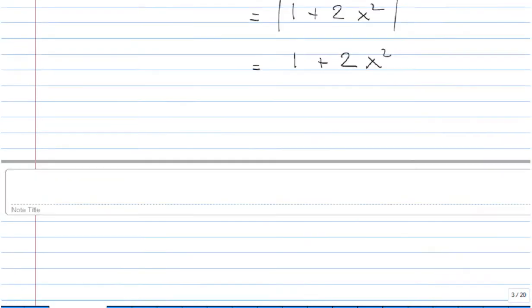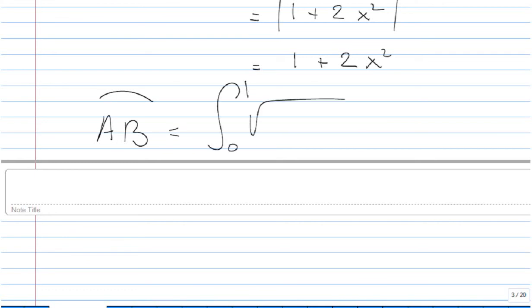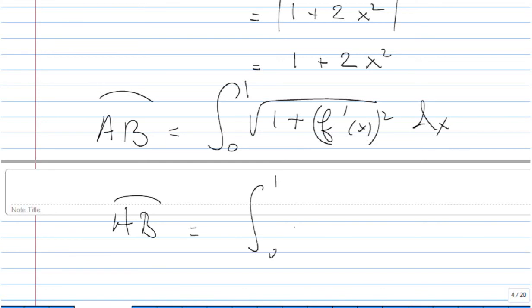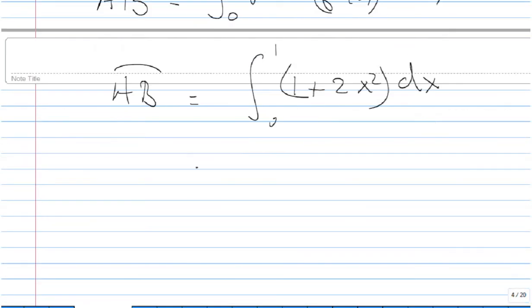So the arc length AB, we know from the formula, is equal to the integral from 0 to 1 of the square root of 1 plus f prime of x squared dx, which gives us, after the calculations we just did, the integral from 0 to 1 of 1 plus 2x squared dx. So the integral of 1 gives me 1. The integral of 2x squared gives me 2/3. So 1 plus 2/3 equals 5/3.